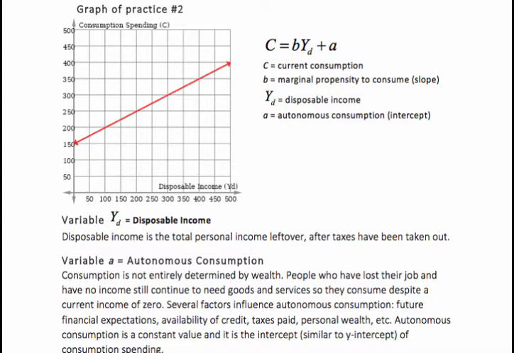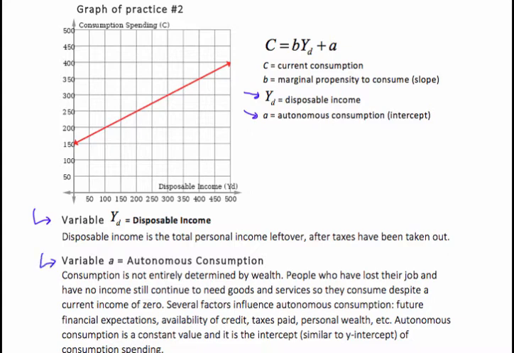Again, same graph, except here we're going to focus on now y sub d, or disposable income. So the variable y sub d is the disposable income, and disposable income is the total personal income left over after taxes have been taken out. The other variable we're going to look at here is autonomous consumption.